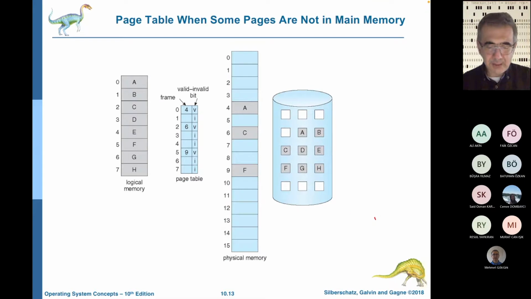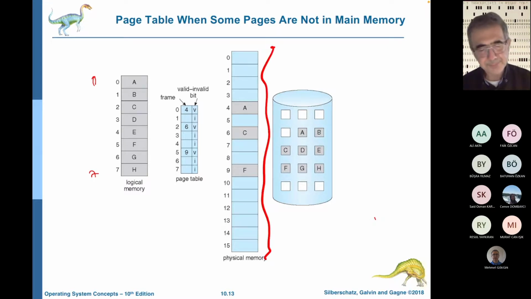So this is a nice example. The page table, when some pages are not in memory. This is our logical memory. Logical memory is from 0 to 7, so there are 8 pages in the logical memory. In the page table, again, same size, but in physical memory, they are not there.